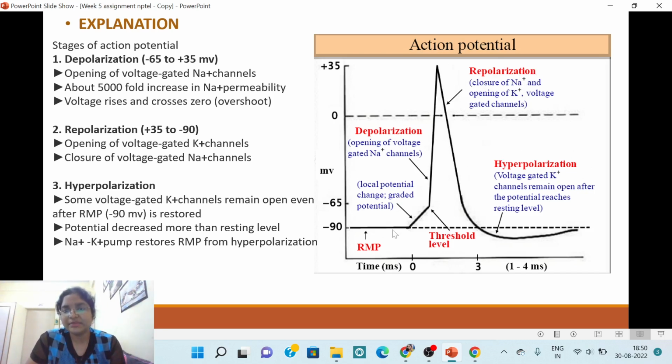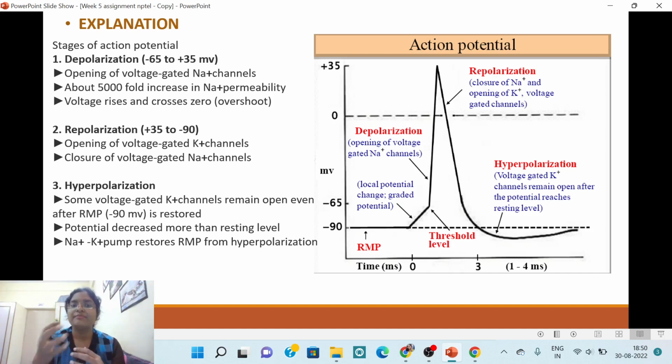So at the resting membrane potential, our membrane potential is minus 90, and at that time only the K plus leaky channels are active, right? That time only the K plus channels are open. The concentration of K plus ions inside the cell is more, and at the resting membrane potential the K plus ions are moving out of the cell, making it negative, right?